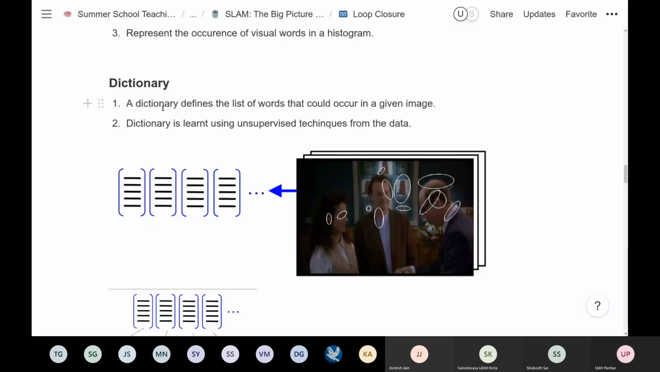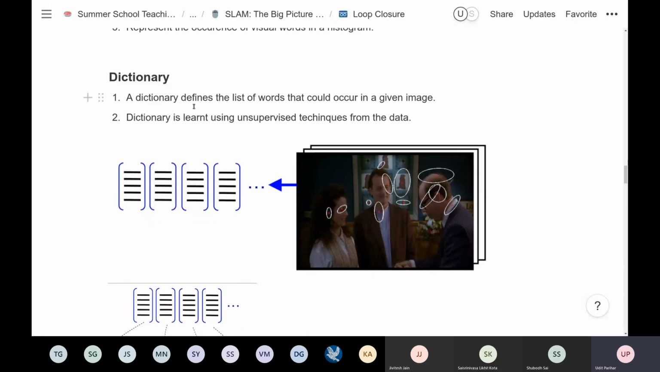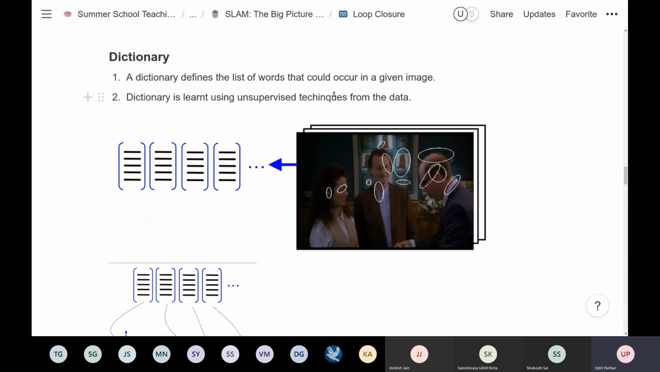Basically, our dictionary defines the list of words that occur in a given image, and we will build it using an unsupervised technique. First of all, you will choose the feature detector. Whether you want to use the SIFT feature detector, the ORB feature detector, or some deep learning feature detector like SuperPoint. First you will decide what your feature detector is.